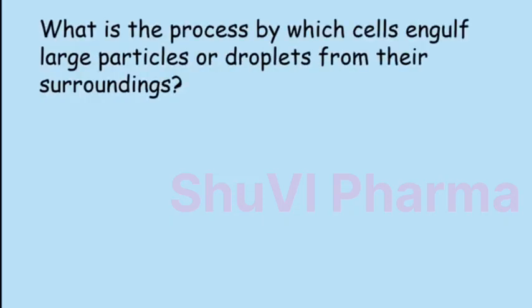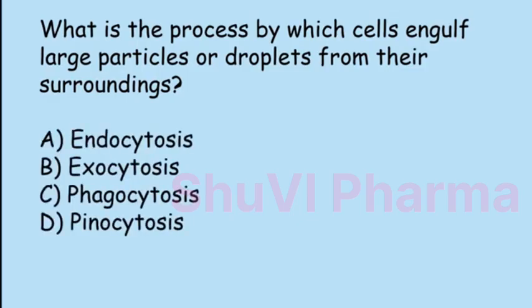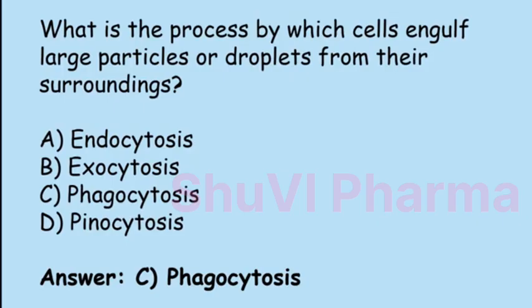What is the process by which cells engulf large particles or droplets from their surroundings? Endocytosis, exocytosis, phagocytosis, phagocytosis. The correct answer is option C. Phagocytosis is the process by which cells engulf large particles or droplets from their surroundings.